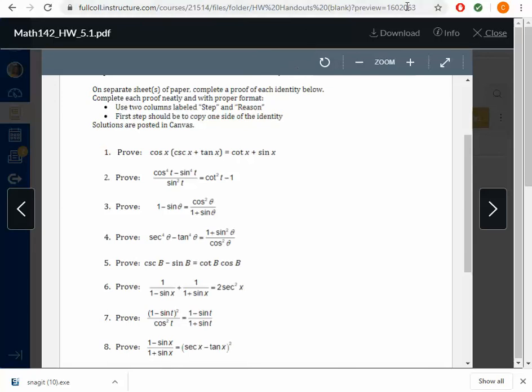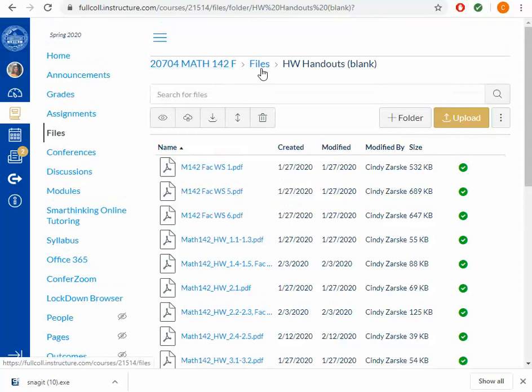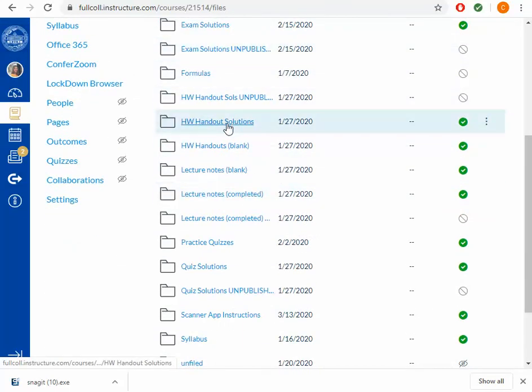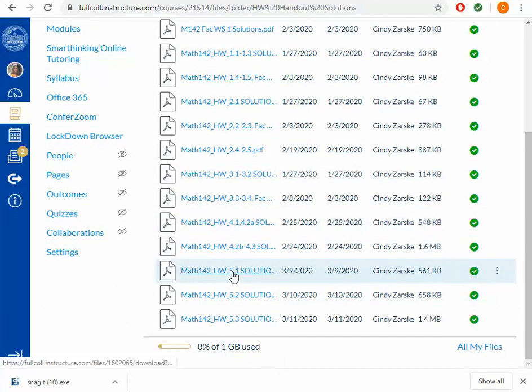The complete solutions are already posted in Canvas, so if you go to the homework handout solutions, the full solutions are posted for this handout. But once again, as always, use them wisely. Don't use them as a crutch. Try more than once to figure out the proofs before you pull up the solutions to check.